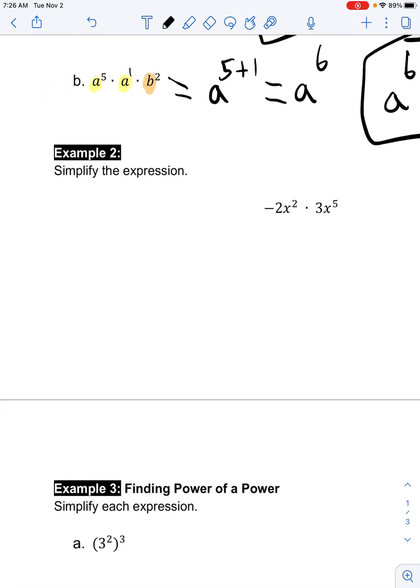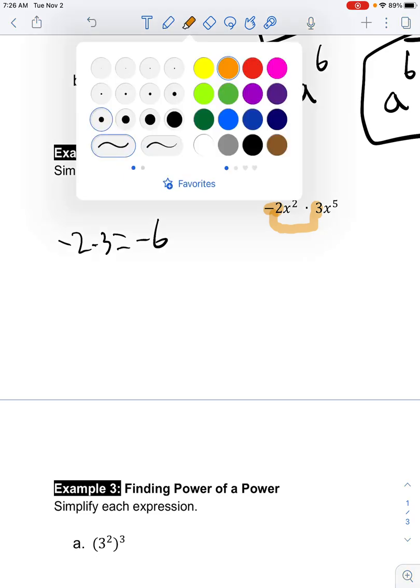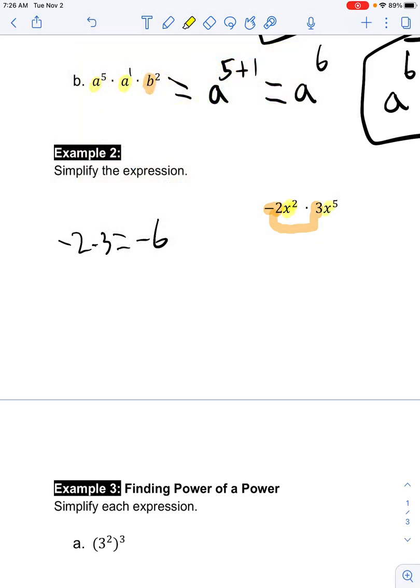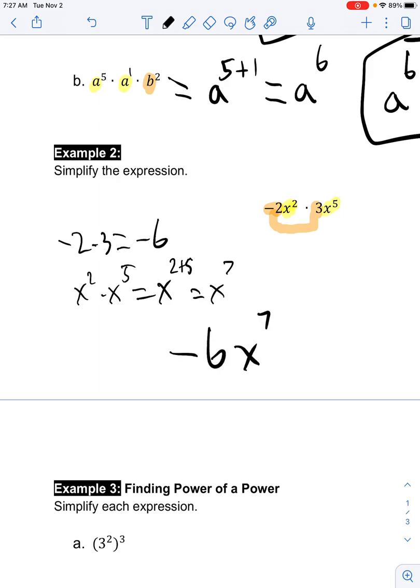Okay, keep going. So again, first thing I'm going to do is look at my coefficients and multiply those. So negative 2 times 3 is negative 6. And then I'm going to look at my exponents, which is x squared and x to the 5th. So I have x squared times x to the 5th, which is 2 plus 5, which equals x to the 7th. So now I combine that and say my final answer is negative 6 x to the 7th.